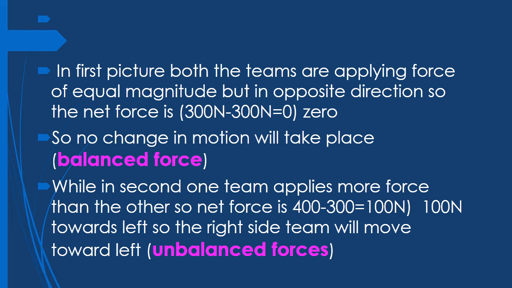While in the second one, you can see one team applies more force than the other. So the net force or the resultant force, which is again the difference of both the forces, 400 minus 300, that gives 100 Newton. So 100 Newton towards left. So the right side of the team will move towards left, and we say unbalanced forces are there on both the side, and wherever there are unbalanced forces, there will be the change, right?